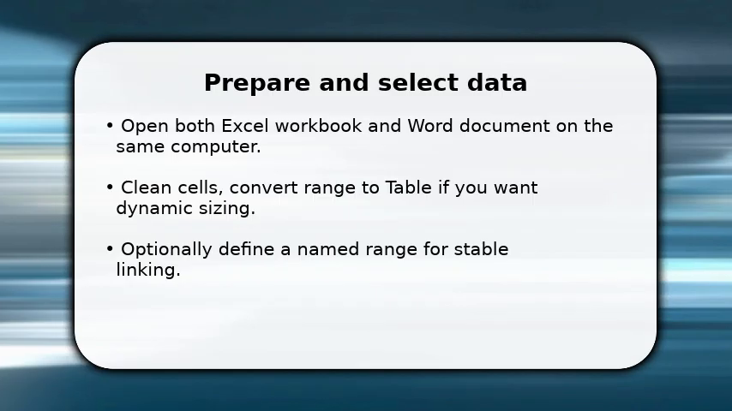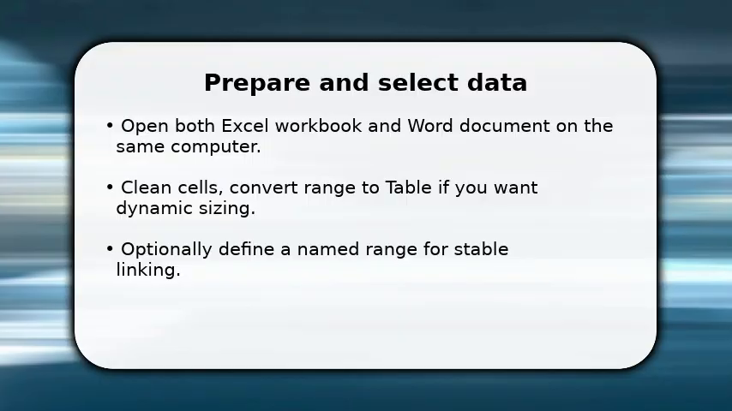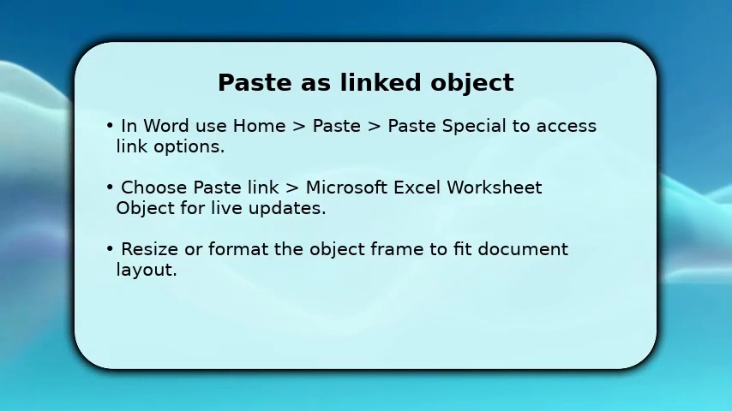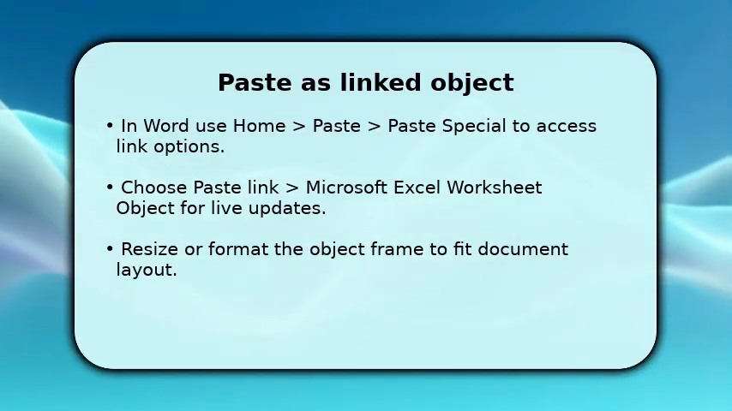Make sure the workbook is saved at least once before pasting so Word can reference a file instead of unsaved temporary data. Now switch to Word and use Paste Special. Don't use a regular paste. Choose Paste Link and pick Microsoft Excel Worksheet Object so Word creates a live link back to the workbook.